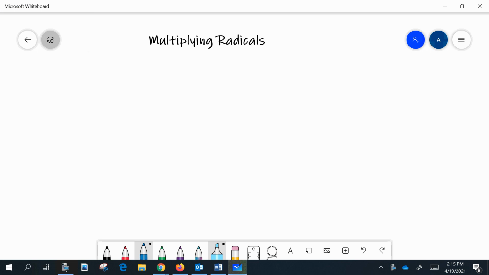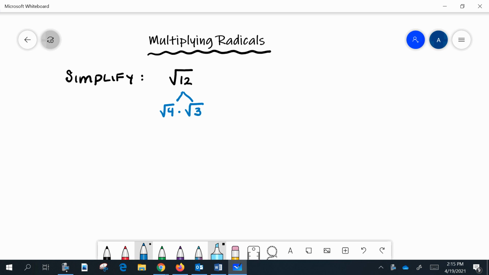All right, so in this video, we're going to go over a couple examples of how to multiply radicals, okay? So in general, when we simplify, let's think about the way that we simplify a radical. Say we started with the square root of 12. Well, what we would do is break that down into the product of the square root of 4 times the square root of 3. So we're used to breaking it down into two radicals.